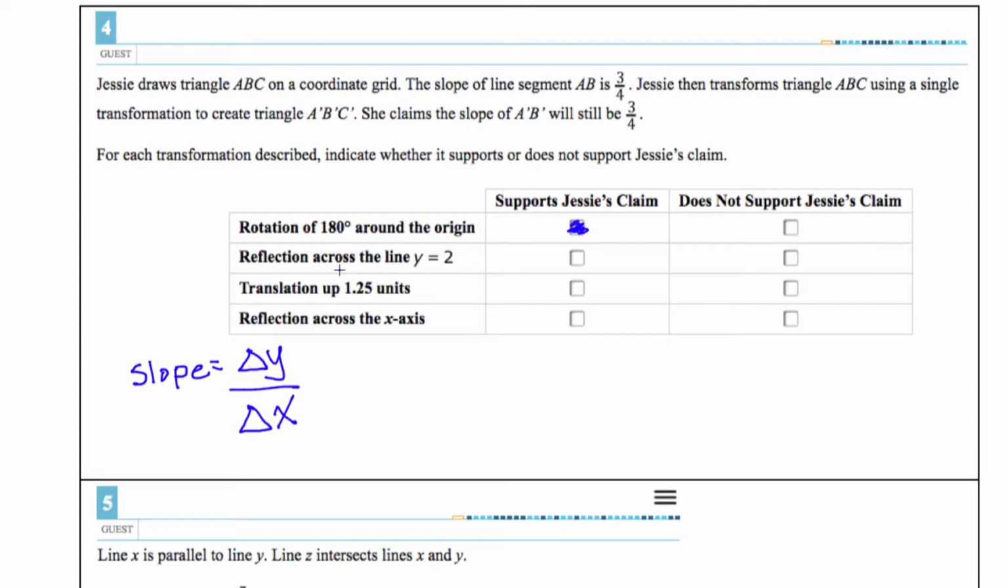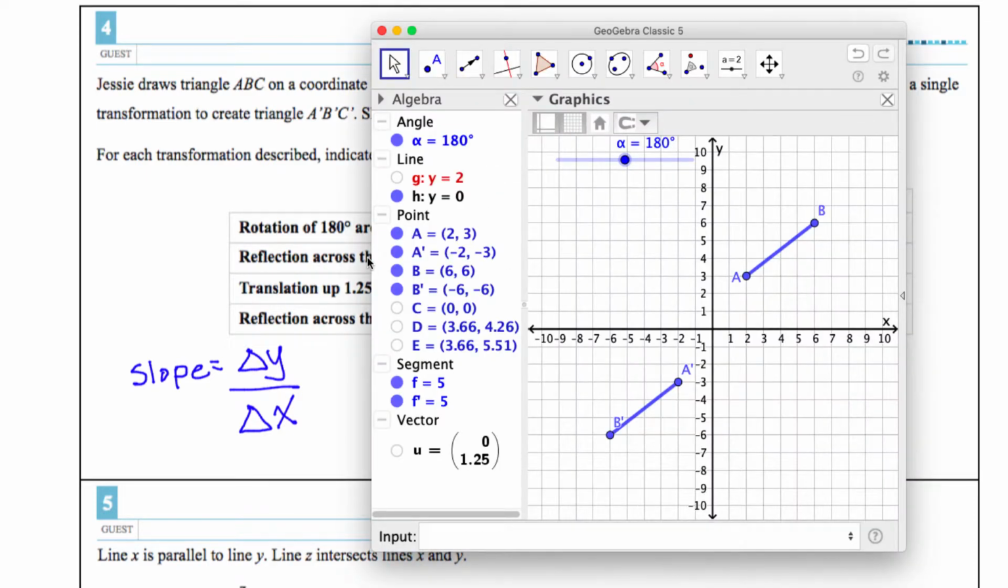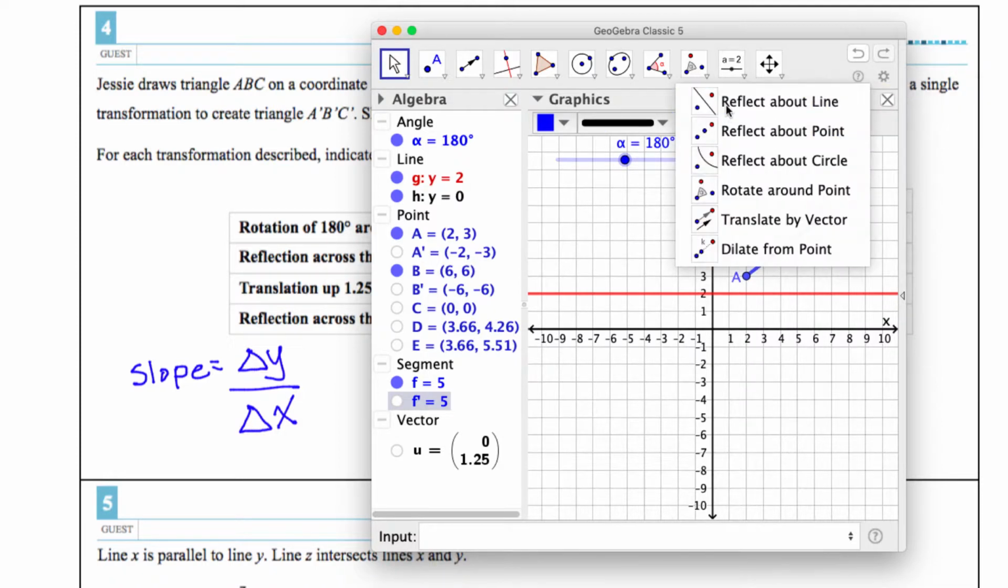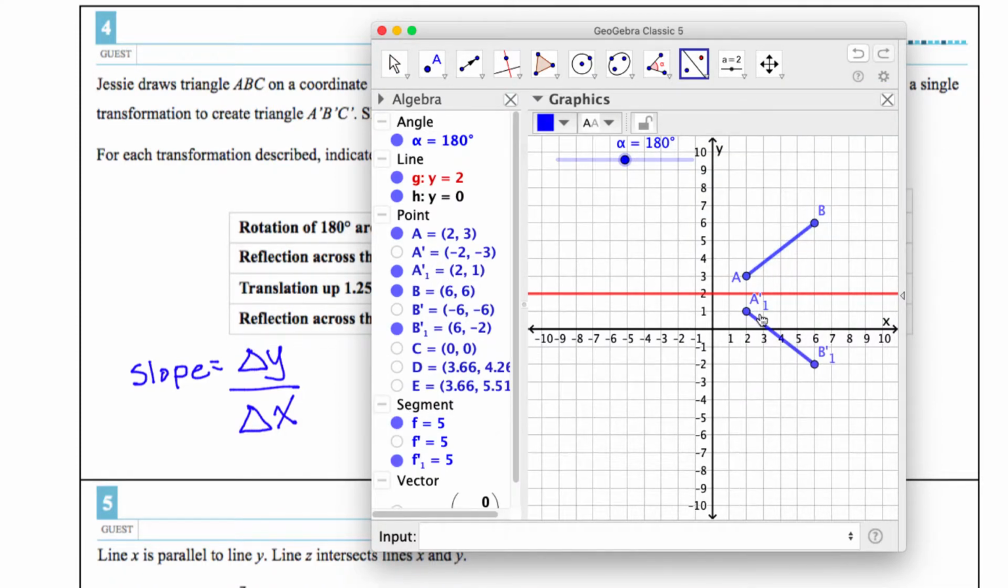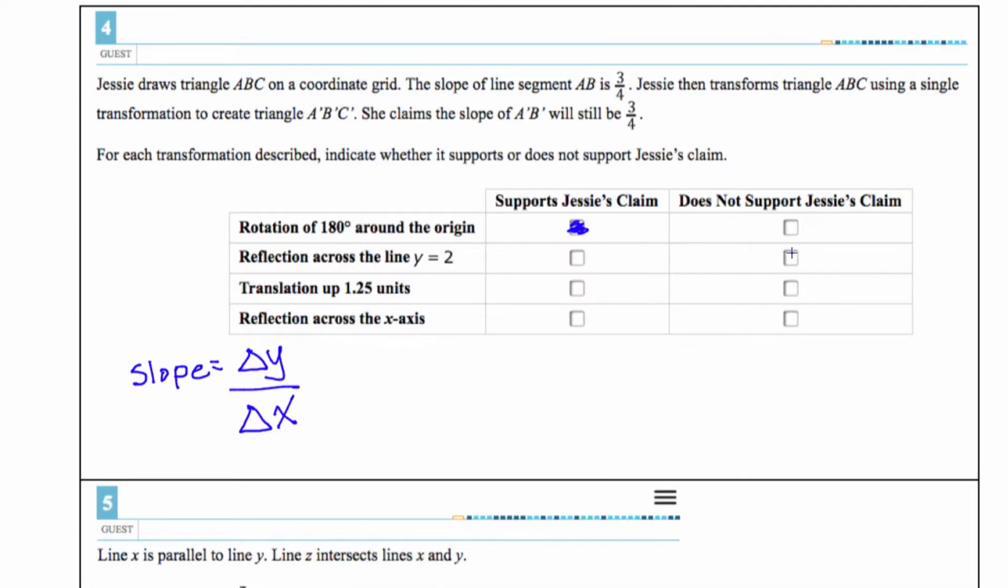That's pretty good. Reflection across y equals 2. I'm going to guess this one is not going to work. So if I have y equals 2, and I want to reflect over this line, so let's get rid of that line segment down there. Let's reflect this segment over this line. Oh, no, sorry, Jessie, you're incorrect here. It was a positive slope. This is clearly a negative slope. It's now a negative 3/4, so no, you're wrong.